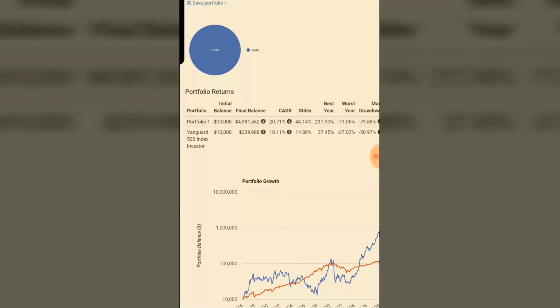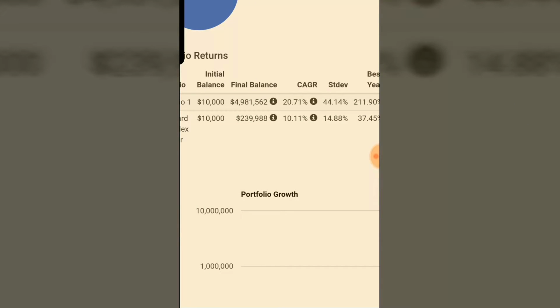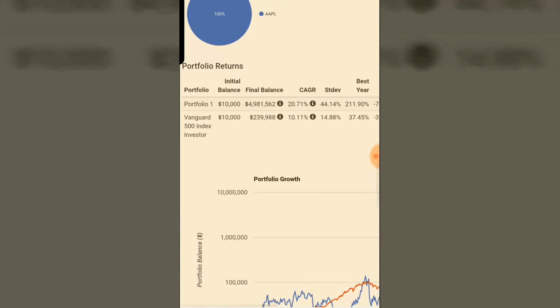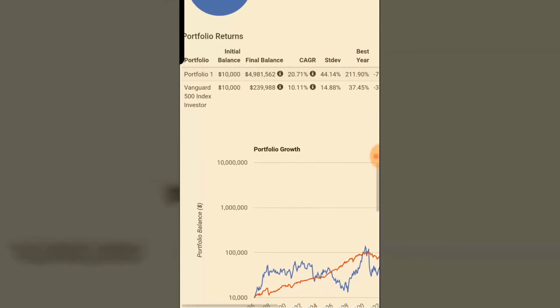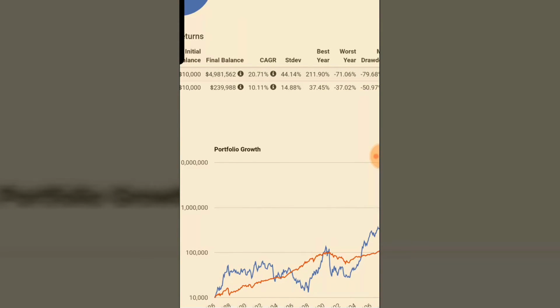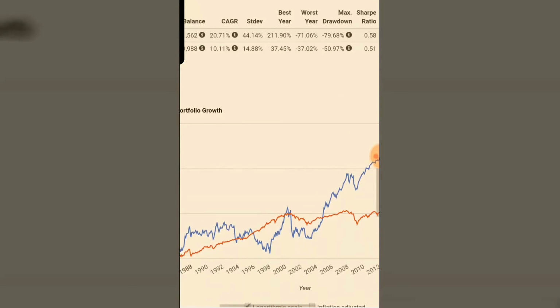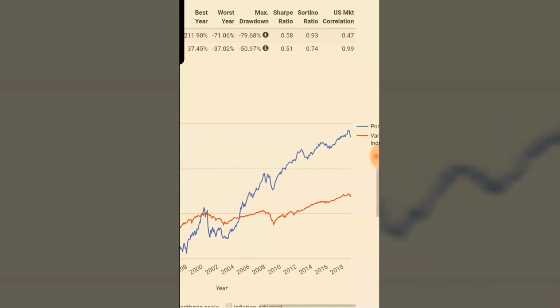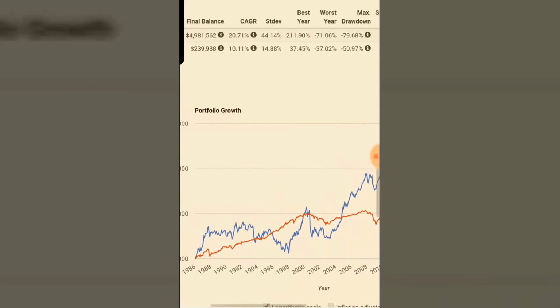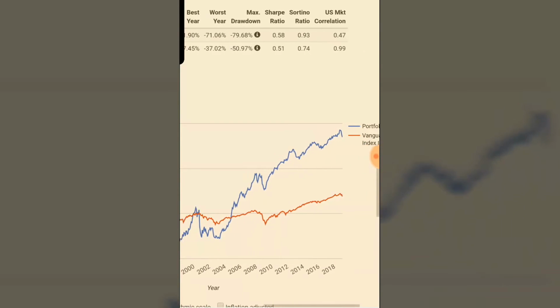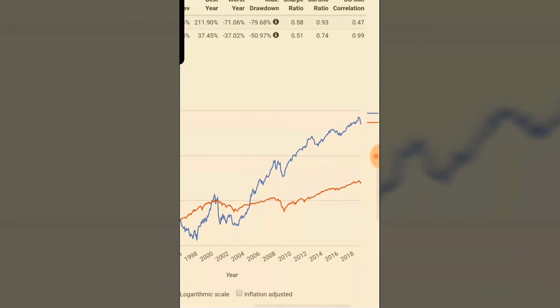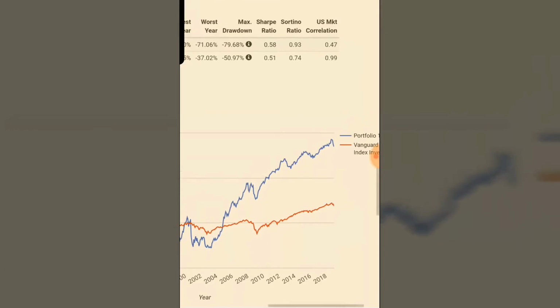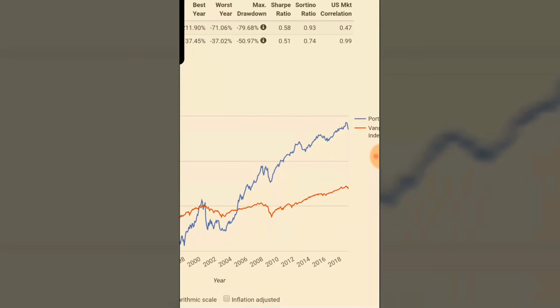The Apple stock, as you can see, grows on average 20% a year when you calculate all the years from 1986. It has outperformed the S&P 500 ever since around 2004. That's when the iPhones came out.